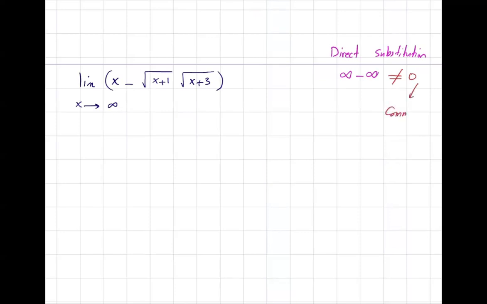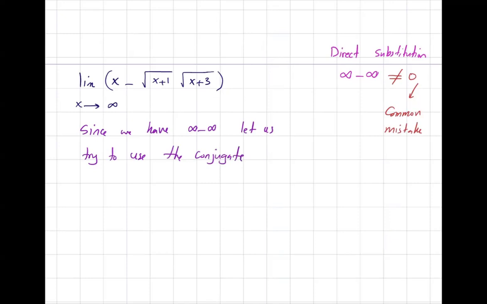It's a common mistake. Usually when you have infinity minus infinity, we try to use the conjugate, but it's not true all the time. This is a common approach. So since we have infinity minus infinity, let us try to use the conjugate.